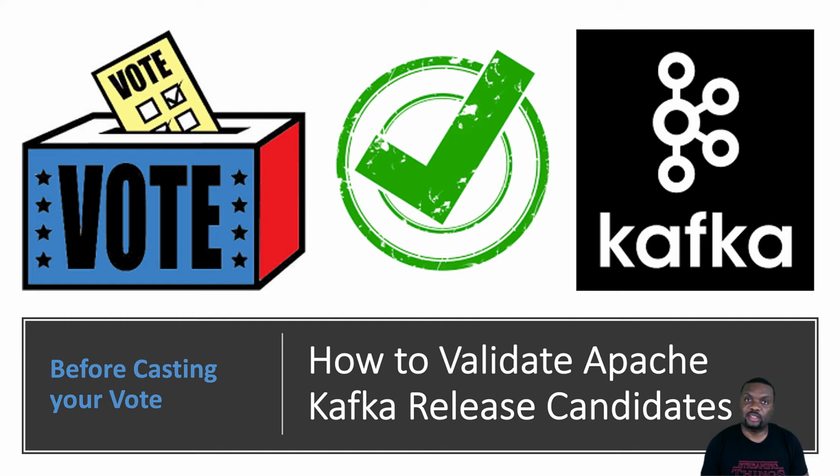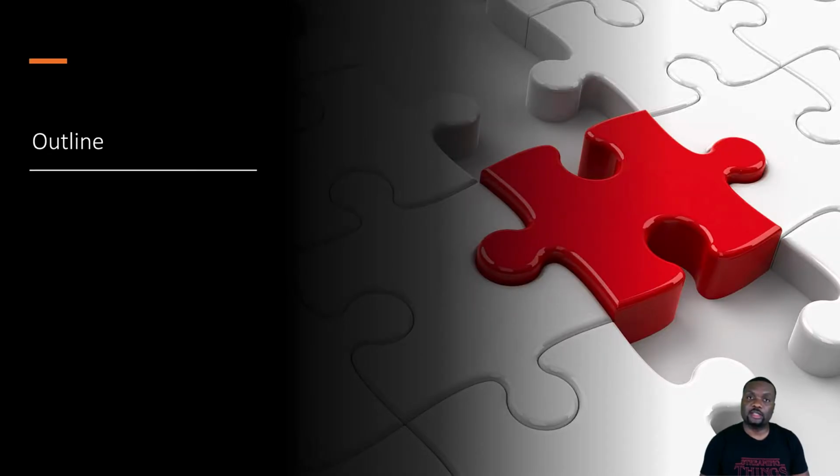So in this particular tutorial, I'm going to be taking a look at something that is very important to the Apache Kafka community. And this is going to be about how you can validate Apache Kafka release candidates before they are released. And this will allow the community to vote on artifacts that are going to be released and probably detect issues with those artifacts and help to improve the quality of the product as we release new versions of Apache Kafka. So I'm going to cover certain things in this particular video.